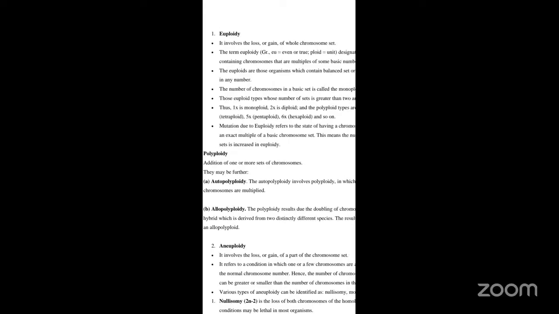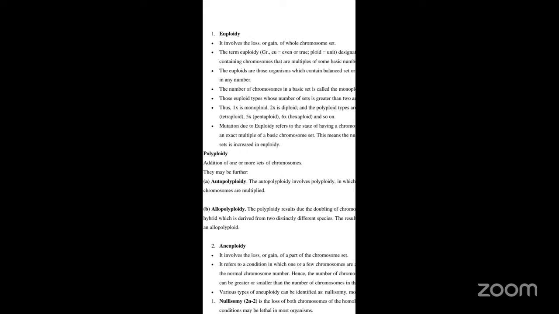If you have one set, you say monoploid. If you have 2, it is diploid. If you have 3, it is triploid. If you have more than 3, it is polyploid. Four is tetraploid, fifth is pentaploid, then hexaploid for 6, and so on. Overall together, we can just call it polyploid.